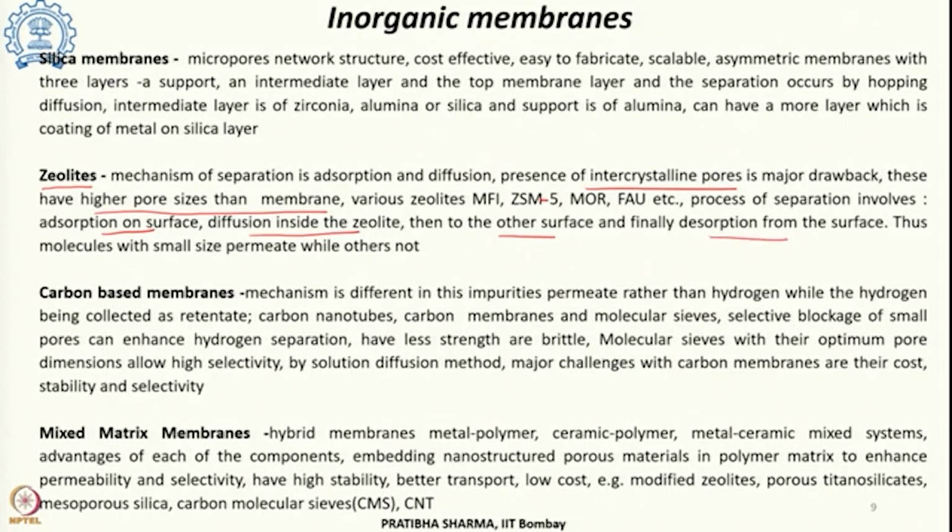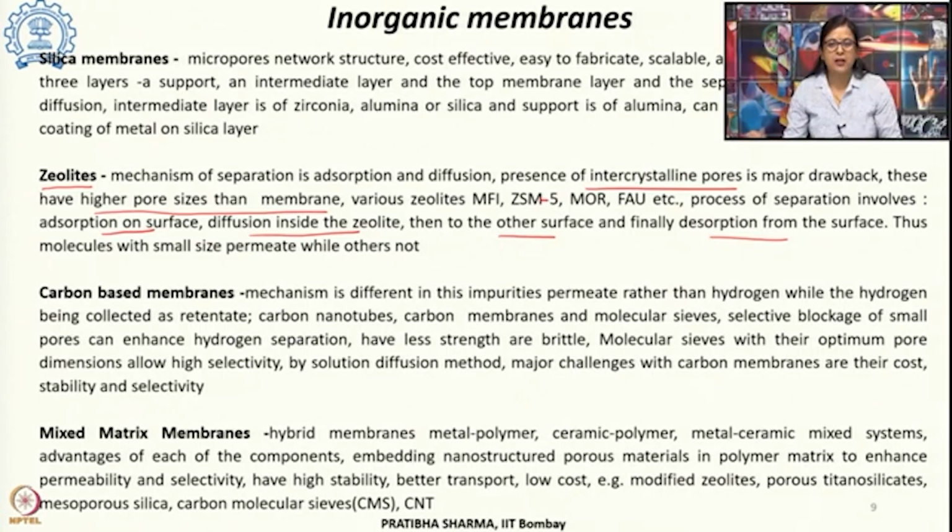Thus the molecules with smaller size permeate and can be separated from the molecules of larger size using the zeolite membranes. Another class of membrane is carbon based membrane, but the mechanism of separation in carbon based membrane is different from the rest of the membranes. In other membranes we have seen hydrogen gets permeated and separated. In carbon based membranes impurities permeate rather than the hydrogen, while the hydrogen is collected as a retentate.